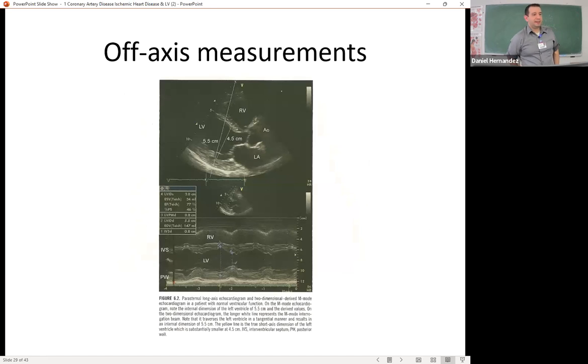And this slide just indicates the dangers of measuring off axis using the M mode. If you were using the M mode to measure your dimensions, as opposed to doing a linear method, our 2D method measurements, here they measured the LV internal dimension as 5.5, when in actuality it's 4.5.